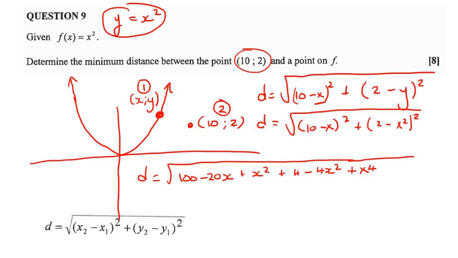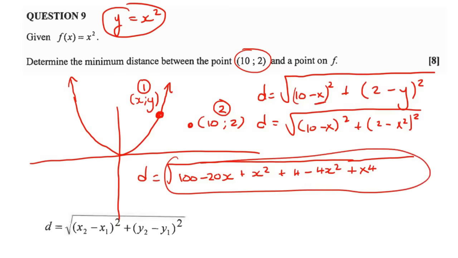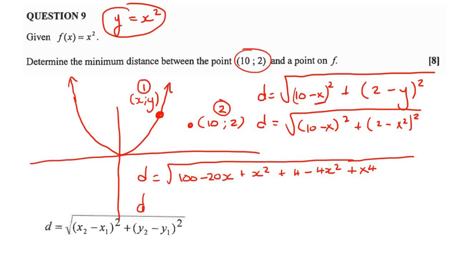But here's the little trick. It's a little mathematical trick. You might have to just give this some thought. We cannot take the square root. We cannot use the square root. So what we do is we rather go back to the distance squared, okay? So we're going to square the distance, okay? And we're just going to be left with 100 minus 20x.